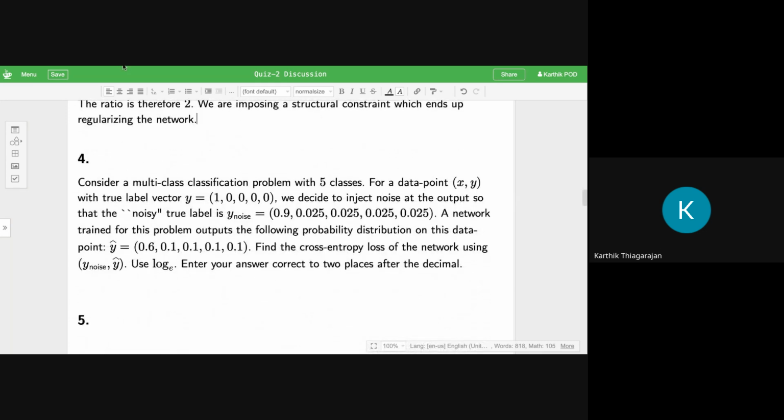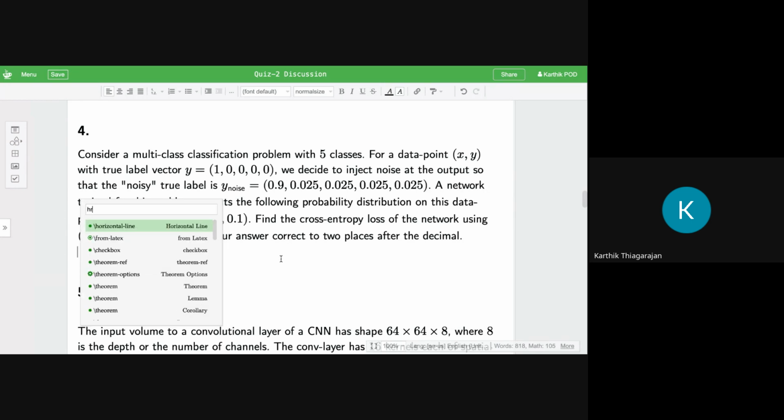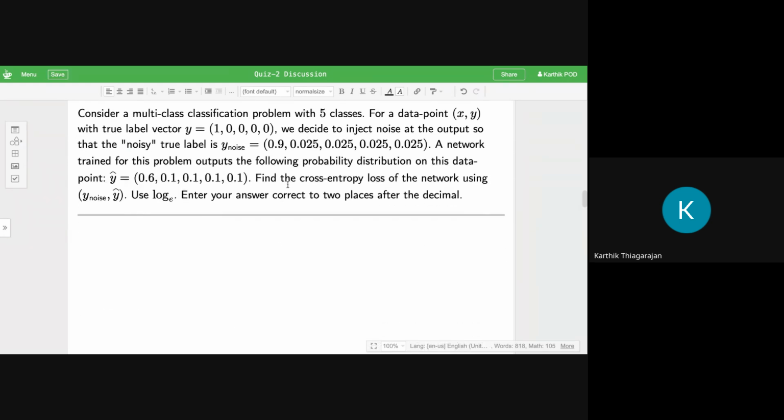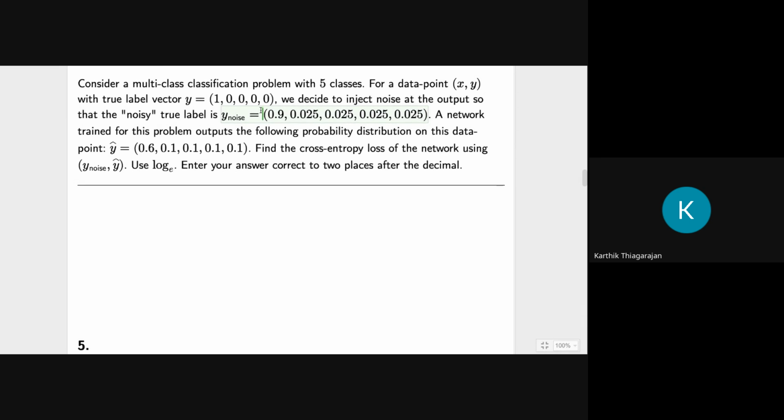So the next one is again another problem involving regularization. You have 5 classes and you are injecting noise at the output, so that the noisy true label is this one, and your actual predicted label is this.